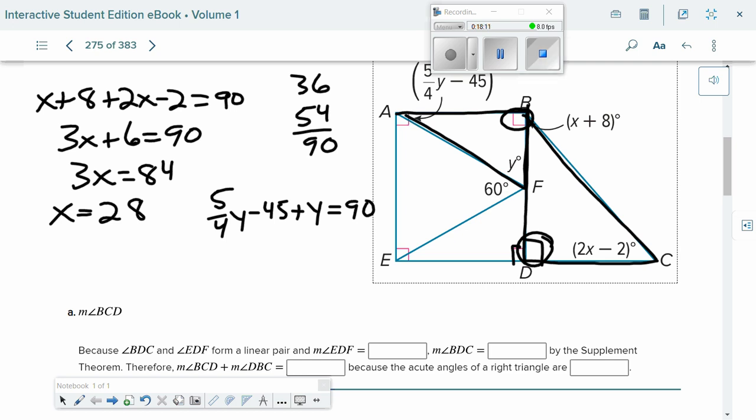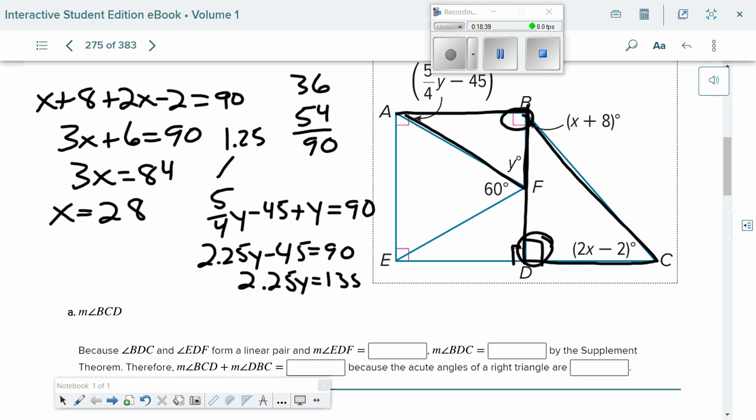I'm going to do something different. I'm going to take this 5 over 4 and change it to 1.25, make it hopefully a little bit easier. So if I add that with the 1y, I'm going to get 2.25y, and minus 45 equals 90. Okay, I'm going to add that 45 to both sides, and I'll divide both sides by 2.25, and I get 60.